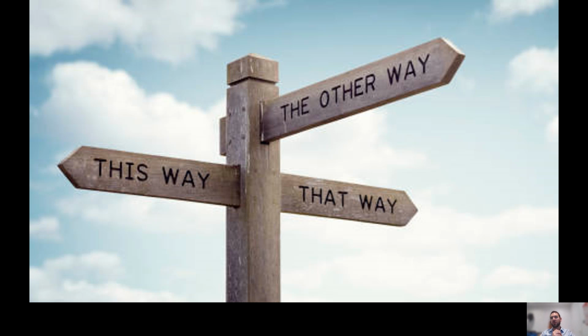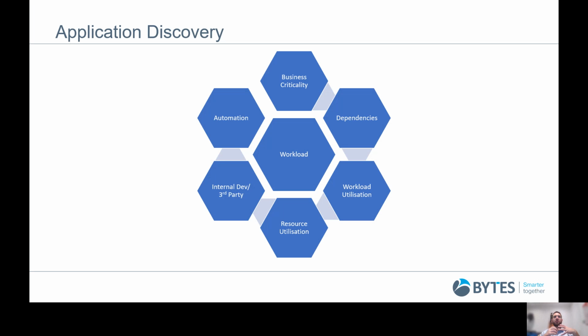You need to say, is this coming with us? Is there another way of doing things? How does it move? Where does it move? How can we make it better when we move? Does it even make sense to make it better when we move? And I suppose realistically, when doing application discovery, what you need to look at is the following.